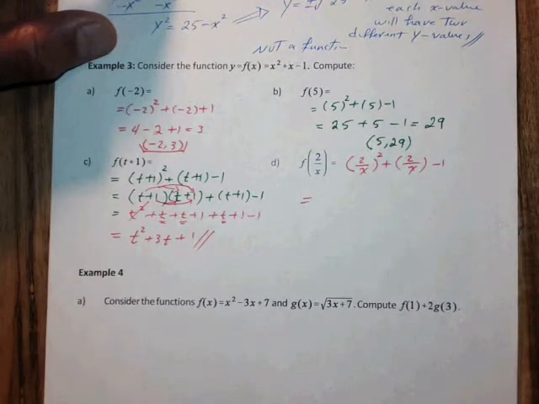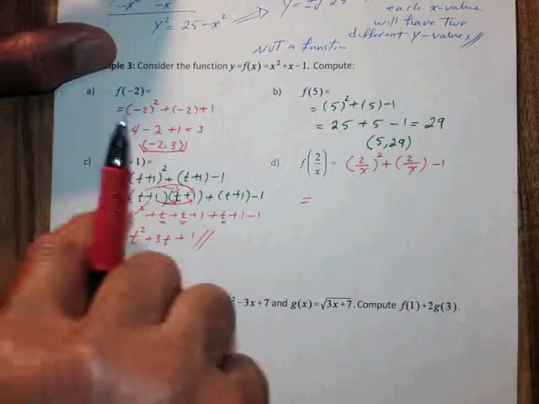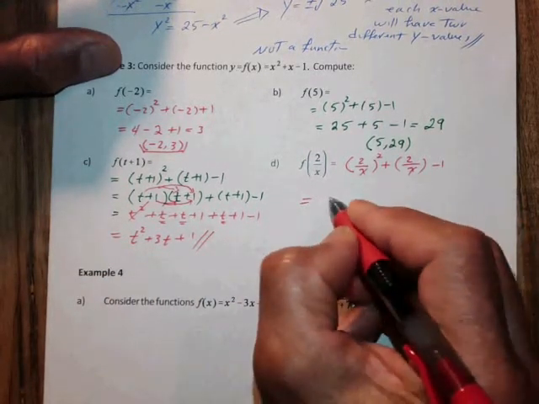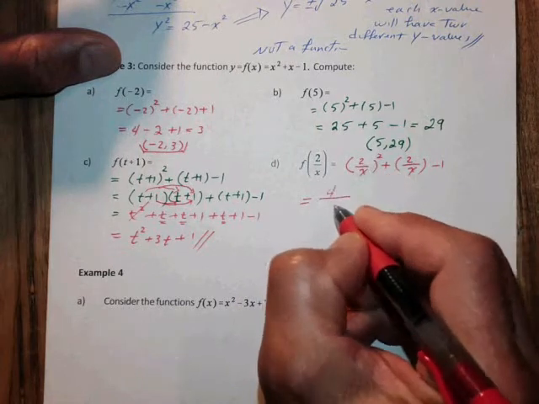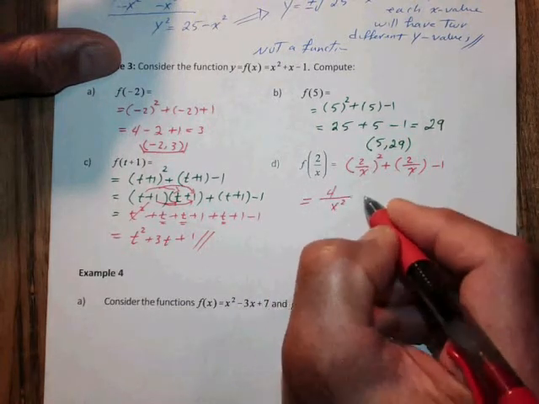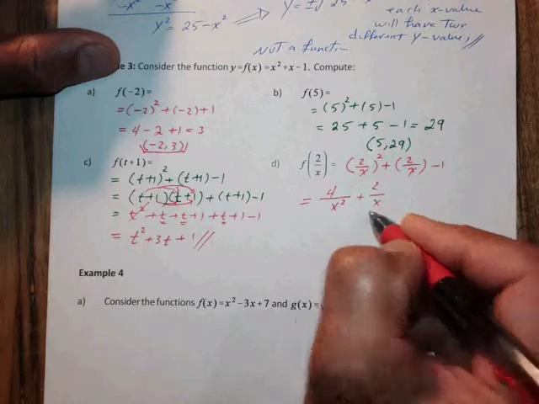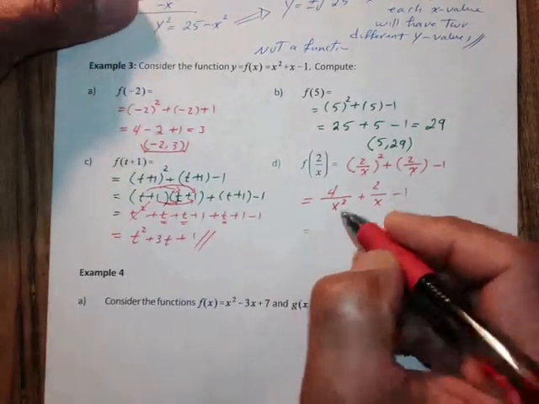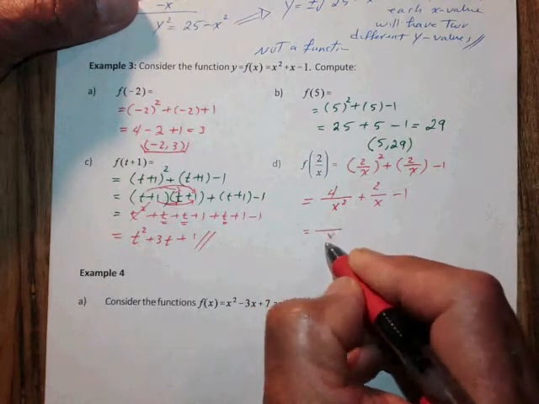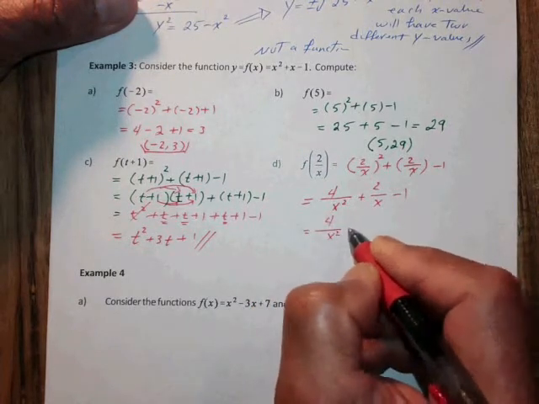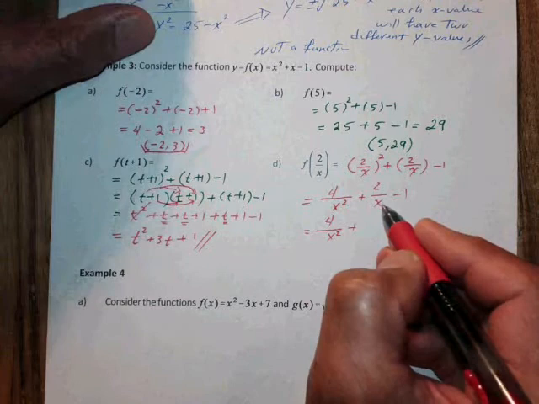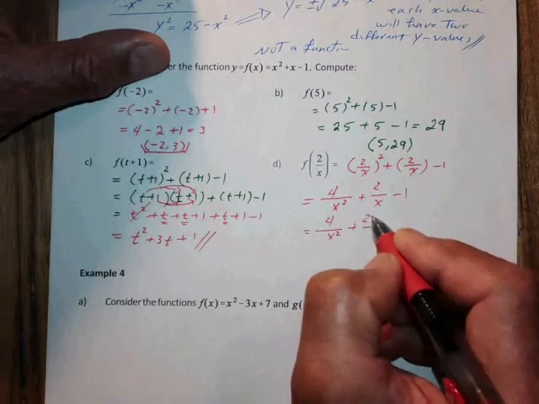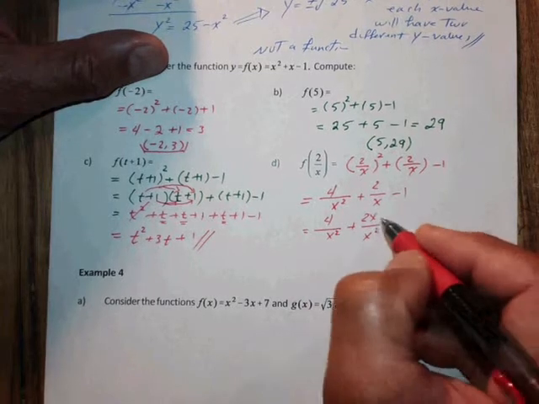As I said, for example C here, I have to simplify this to the lowest form. So if I square this, I get 4 over x squared plus 2 over x minus 1. Now we have to do the common denominator. The common denominator is x squared. So I have 4 over x squared plus, to make x become x squared, you multiply the numerator and denominator by x, so you get 2x over x squared.